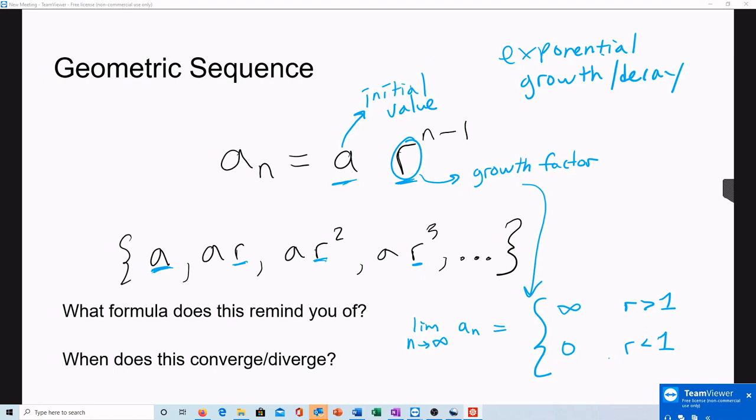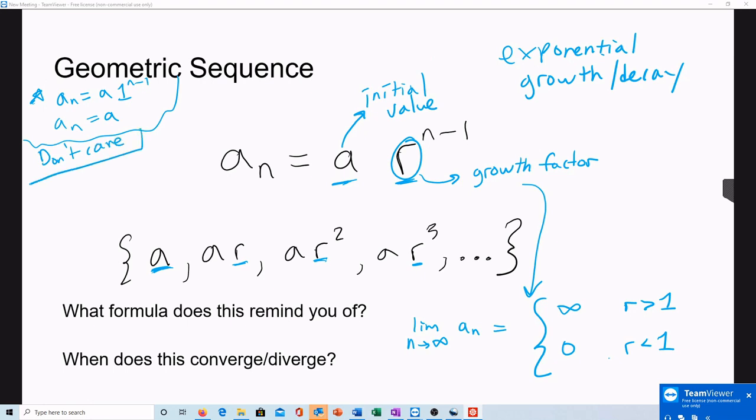Now, when my growth factor is equal to 1, in this formula, I'm just not doing anything. It's just going to be a constant forever. And we don't really care about that situation, because that would just turn into a sub n equals a times 1 to the n minus 1. Well, that's just a sub n equals a, and that's just a constant, so we don't care because we've already covered that example. It doesn't matter to us.